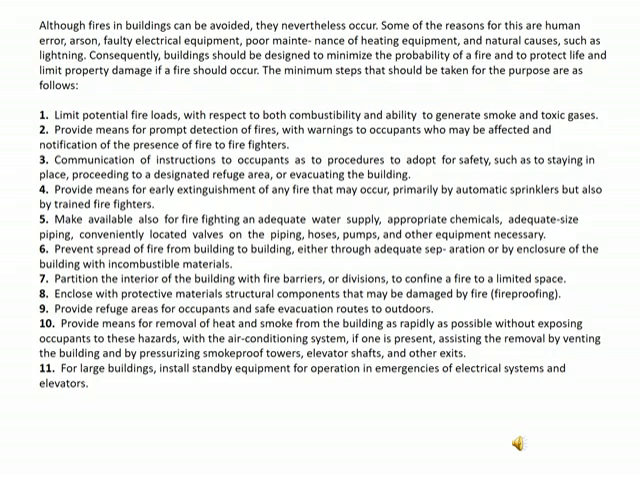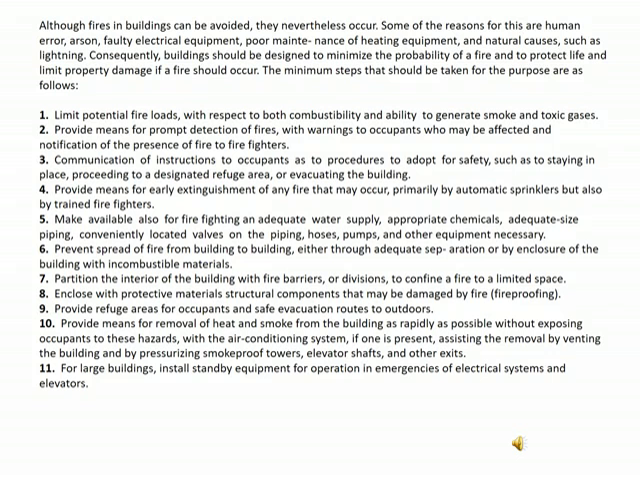Number 6, prevent the spread of the fire from building to building, either through adequate separation or by enclosing the building with incombustible material. When the fire happens in one building, the fire needs to be contained in that place and should not spread, so we have to use appropriate fireproof or fire resistant material. This way, the fire spreading can be prevented.